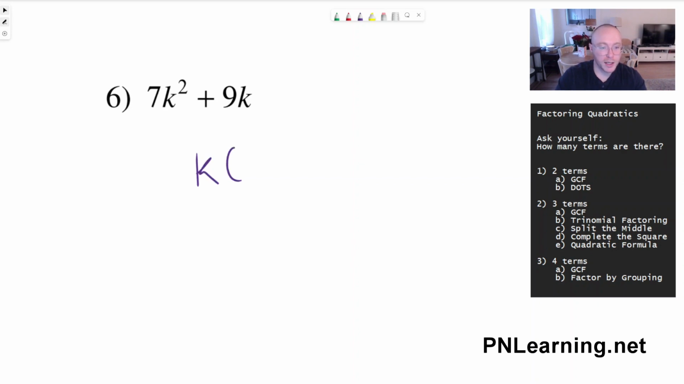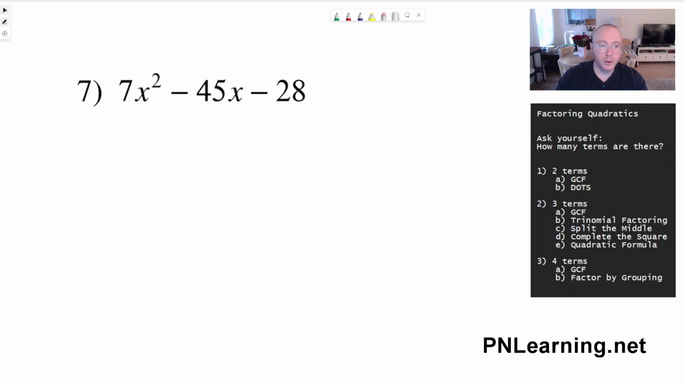7k squared divided by k, that will leave us with just 7k. And 9k divided by k, the k's would cancel, you'd get positive 9. And just double check, right? That gets us back to 7k squared plus 9k. So we're all good there. And that's it. That's considered factored. So typically when you're factoring expressions, you will know that you're done once all of the variables are to the first power. That typically means you're not going to be able to factor things any further. So this is your answer for this problem, and it was just a simple GCF.